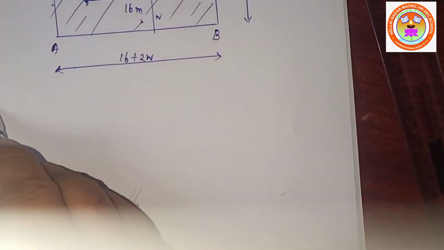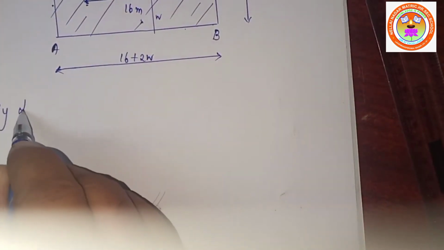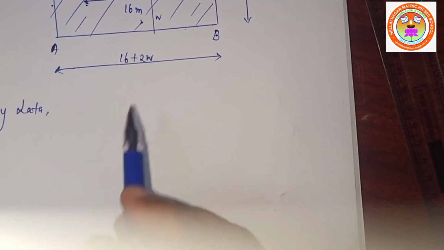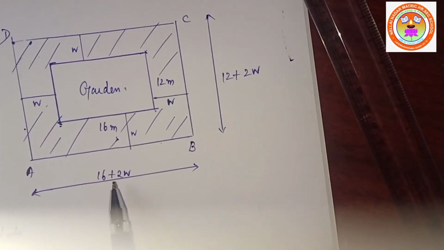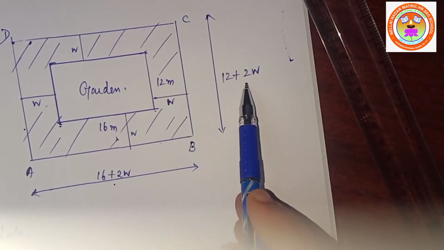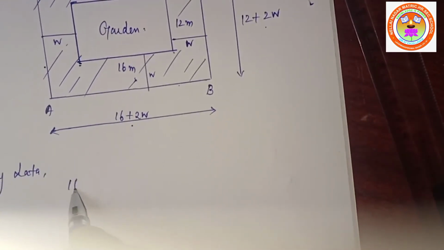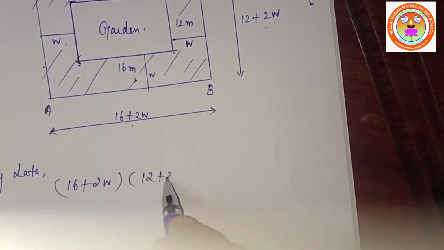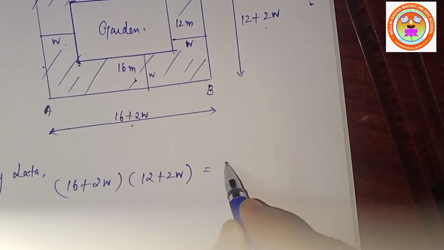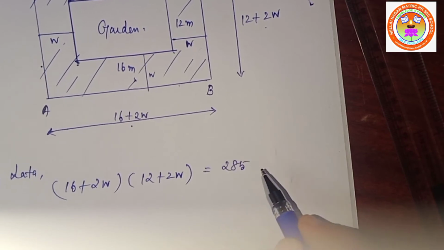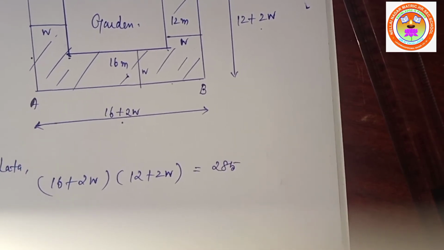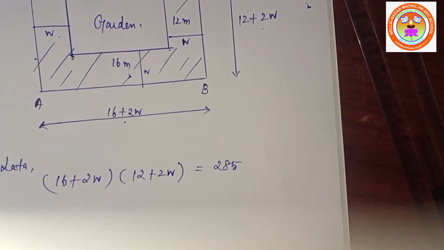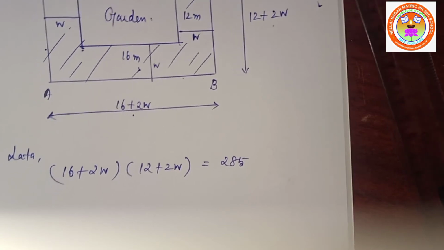By data, product of these two, that means 16 plus 2W and 12 plus 2W. 16 plus 2W into 12 plus 2W, that is equal to 285 square meters. That is given in the question itself. Now we have to find out the value of W. Listen carefully.